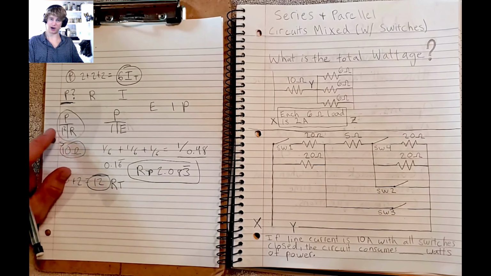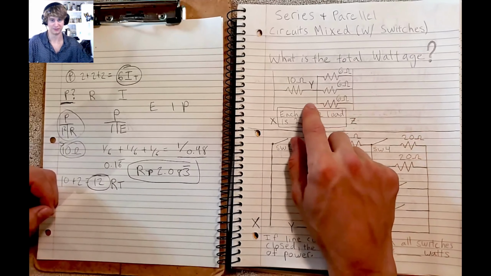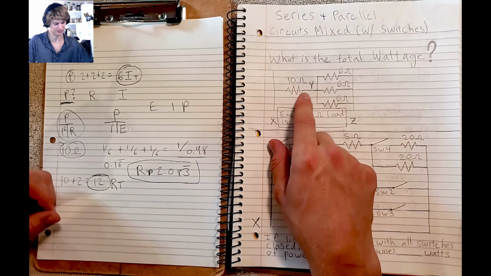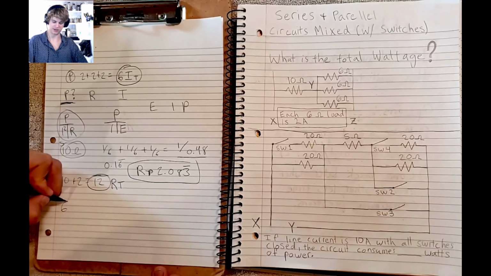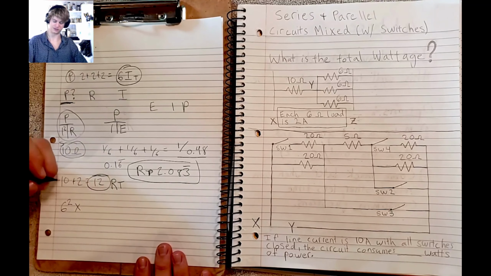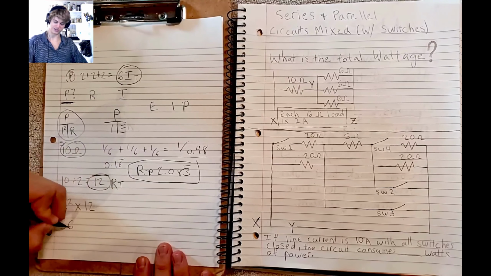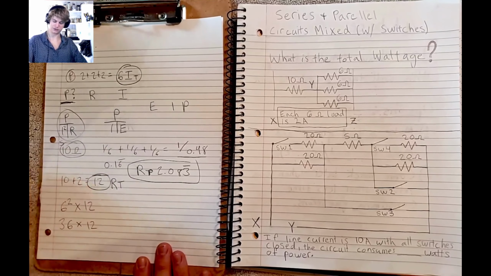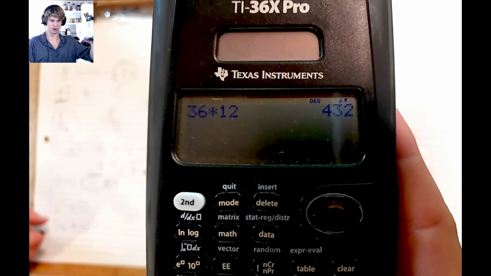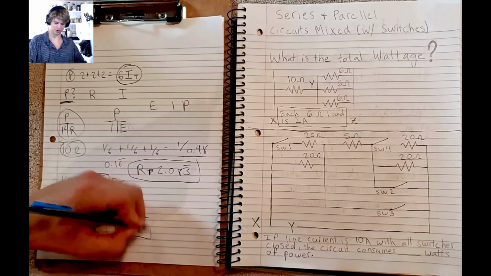Now we know we just need to do I squared times R. Since this is wired in series, that's going to be the same as the resistor that's wired in series connected to it, which is a total of 6 amps. So we get that 6 amps, we square it, I squared. We multiply it by our resistance total, which we now figured out is 12. So now we have 36 times 12. 6 squared is 36, and we can see 36 times 12 is 432. And that is the answer that we are looking for, 432.